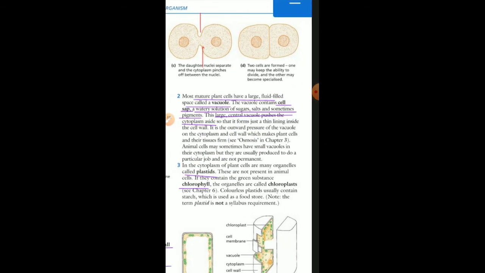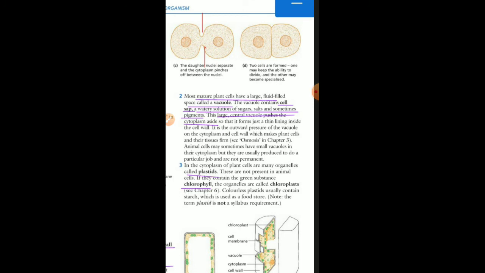Next is the second difference among them. Mature plant cells have a large fluid-filled space called a vacuole, and the vacuole contains cell sap, which is a solution of sugars, salts, and sometimes pigments. This means they contain storage material with which they can feed themselves. When they are immature, they contain multiple small vacuoles. When they mature, they contain one huge vacuole. The central large vacuole pushes the cytoplasm aside as it matures.